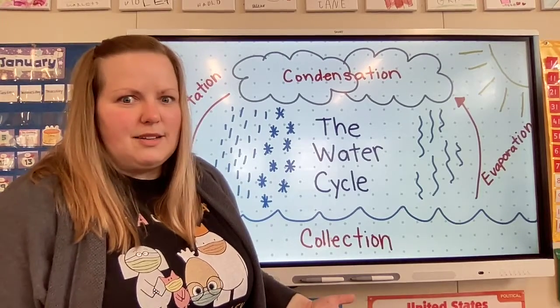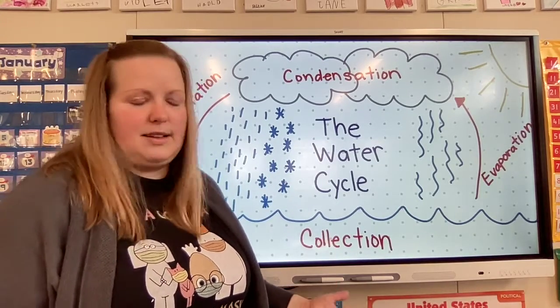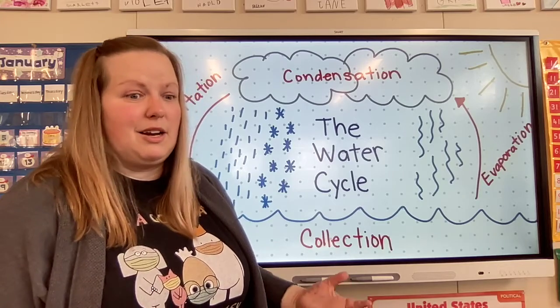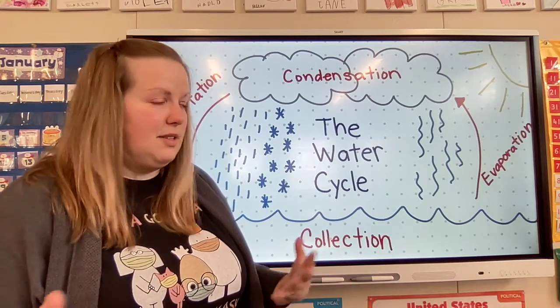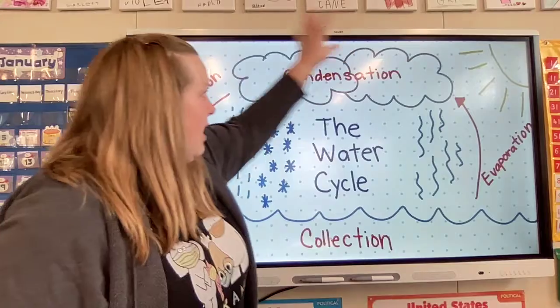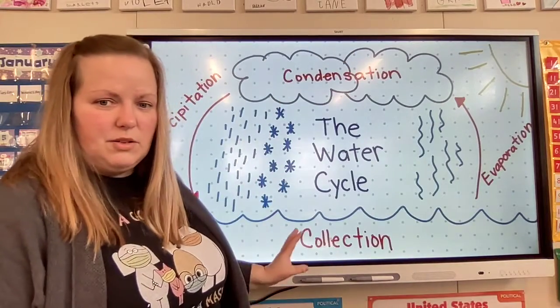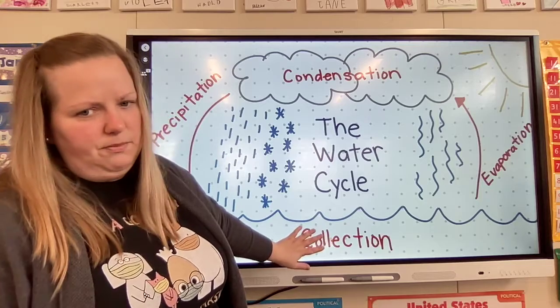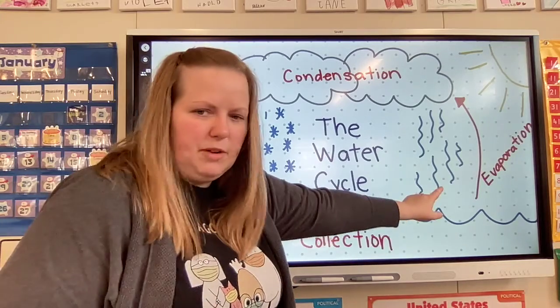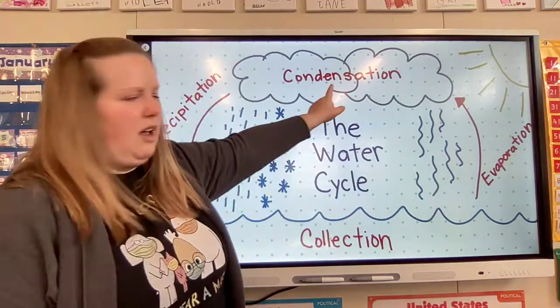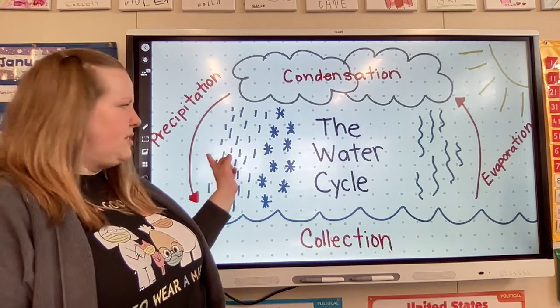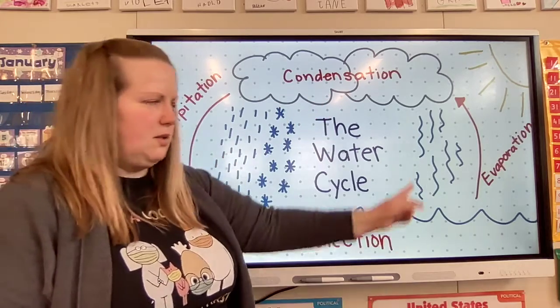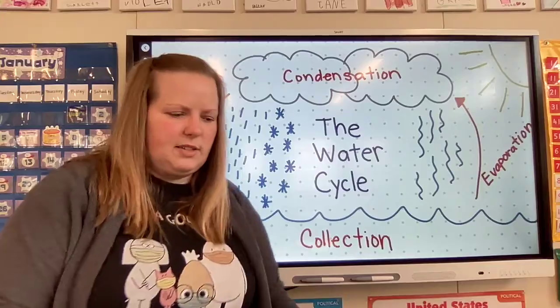And the cool thing is, all the water that has been on the earth has been here forever. It's the same amount of water. It just goes around and around and around. So let's say it again. Collection, evaporation, condensation, precipitation. So that's the water cycle. And those are fancy words.